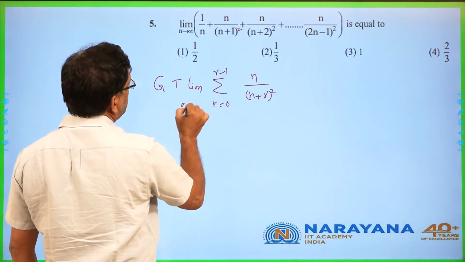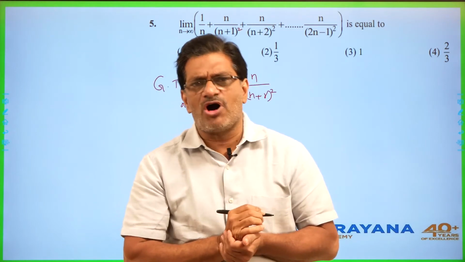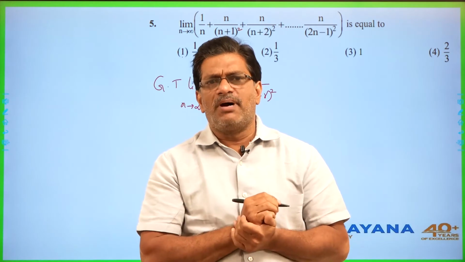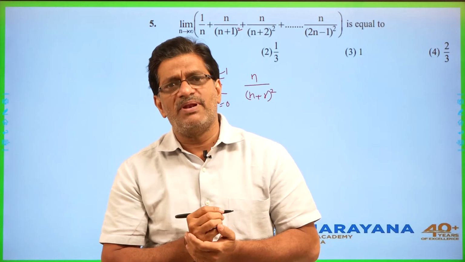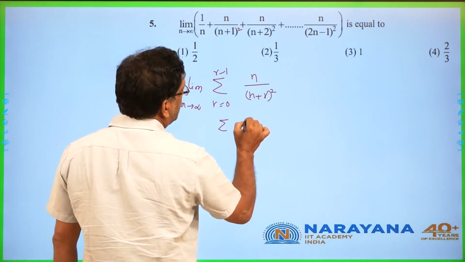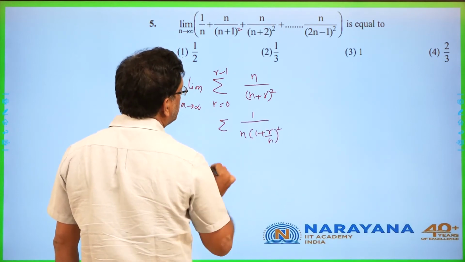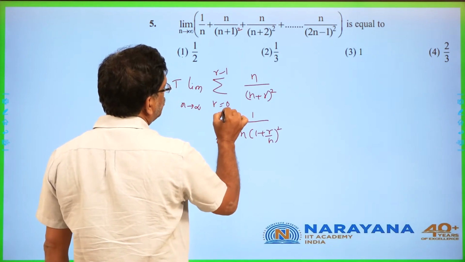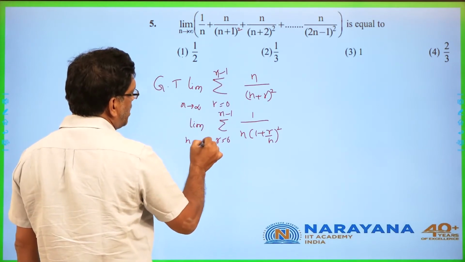Of course, limit will be there. You know how to solve this type of problems. Let us express it in the form of 1 by n into a function of r by n. Thereby, 1 by n can be replaced by dx, and r by n can be replaced by x. So, if you apply that procedure, it is 1 by n into 1 by (1 plus r by n) whole square, where r runs from 0 to n minus 1. Of course, limit will be there as it is.